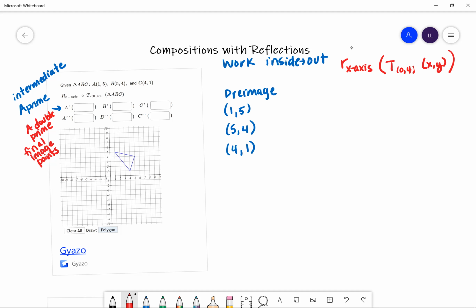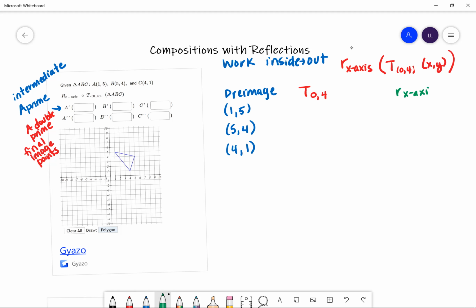Okay. So first, we're going to do the translation first, because that's on the inside. We're going to do that first. And then second, we're going to do the reflection over the x-axis. We're going to do that next.